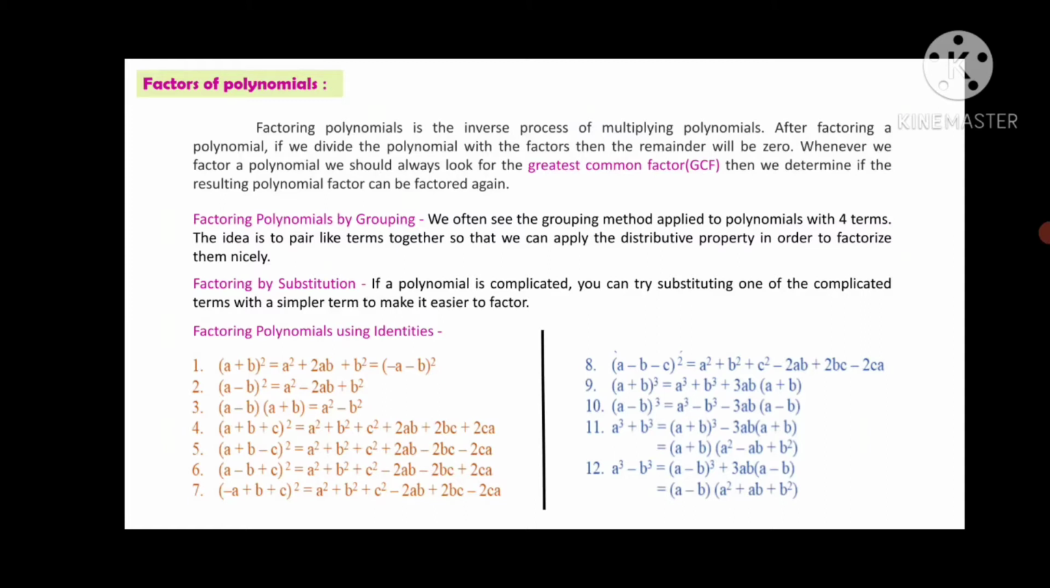(a plus b) whole cubed is equal to a cube plus b cube plus 3ab times (a plus b). (a minus b) whole cubed will be equal to a cube minus b cube minus 3ab times (a minus b). The eleventh, a cube plus b cube is equal to (a plus b) whole cubed minus 3ab times (a plus b), or (a plus b) in one bracket and in another bracket a square minus ab plus b square. And another bracket there will be a square plus ab plus b square.